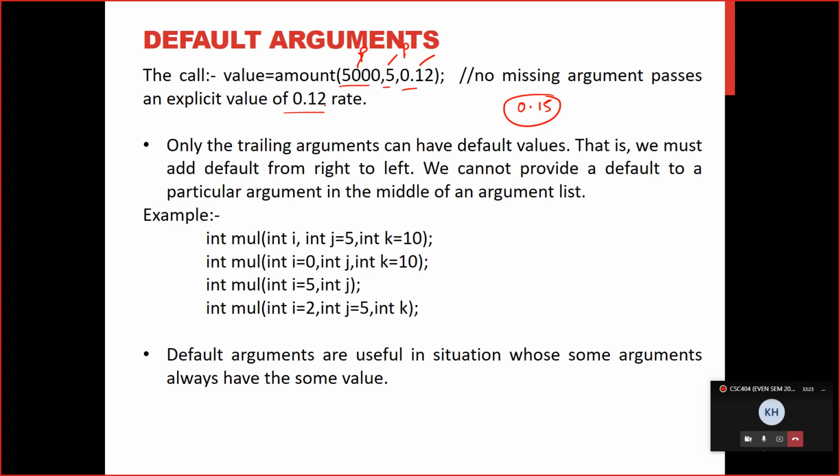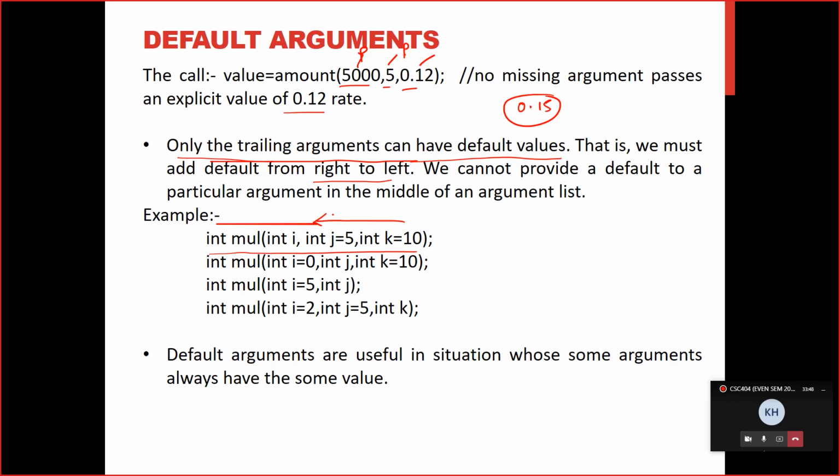Okay, so there is a rule that only the trailing arguments can have default values, and we need to add default values from right to left. So if this is a function, we can assign the default values from the right side to the left side. These are the two rules we need to maintain.